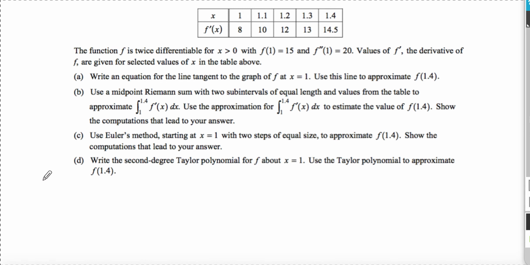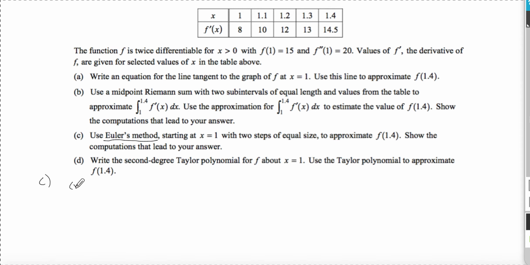Okay, part C. Part C says use Euler's method, starting at x equals 1 with 2 steps of equal size, to approximate f of 1.4. Show the computation that led to your answer. Euler's method. This is one of those we've got to remember. I like to do it in this table format.